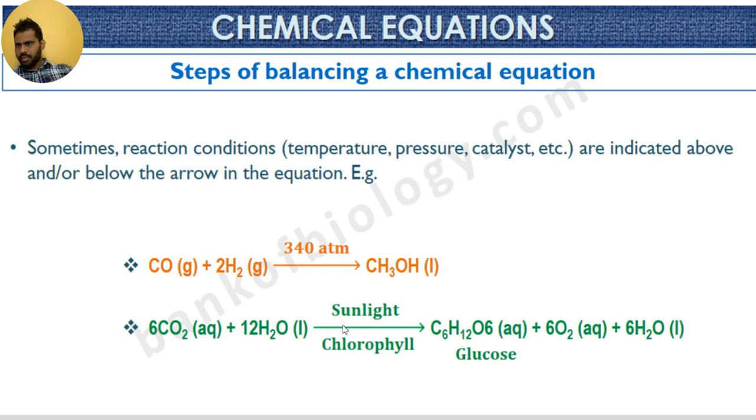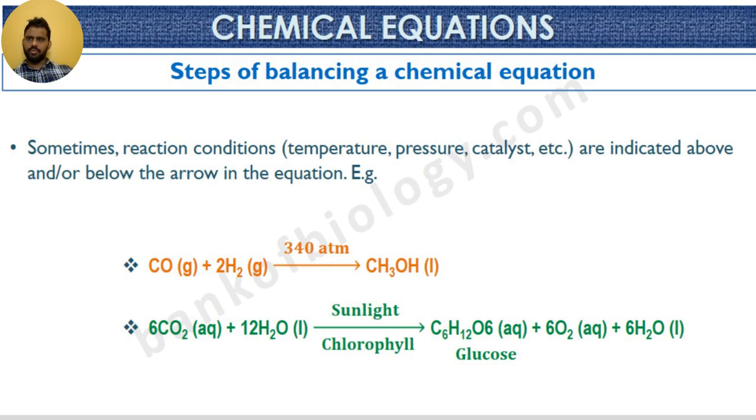So I hope part 1 of this chapter is pretty much clear, wherein we have understood the definition of a chemical reaction, the reactants, the products. We have seen the 4 to 5 different ways to ascertain that a chemical reaction has taken place. We have learned how to balance a chemical equation, how to write a chemical equation, and how to make a chemical equation more informative by including different temperature, pressure, catalysts, etc.